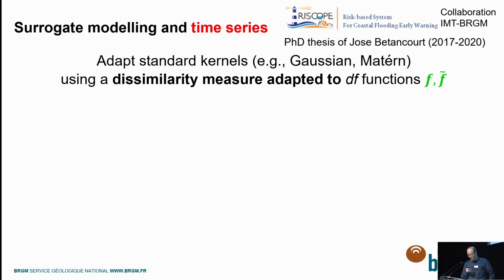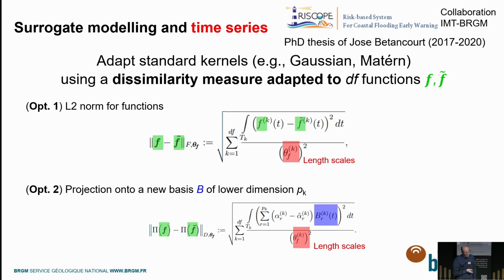That's the PhD thesis of José Betancourt, a collaboration we did in the past with EMT. What he proposed is to play a little more with dissimilarity measures adapted to functions. We have many options to do that. We can define an L2 norm for functions, as you can see there for the function in green. But we can also think of high-dimensional time series.